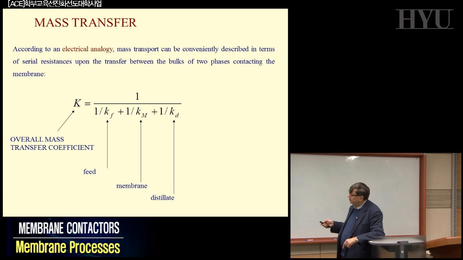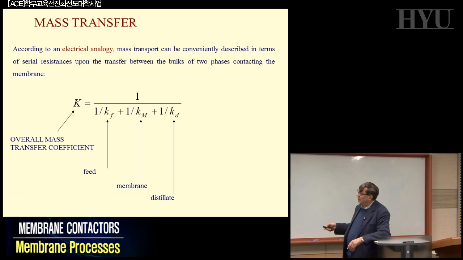Mass transfer, also here you can introduce an electrical analogy, assuming all the different resistances which are present, and the overall mass transfer coefficient in our system will be inversely proportional to the mass transfer coefficient on the boundary layer on the feed side, on the boundary layer on the permeate side, and in the membrane itself.